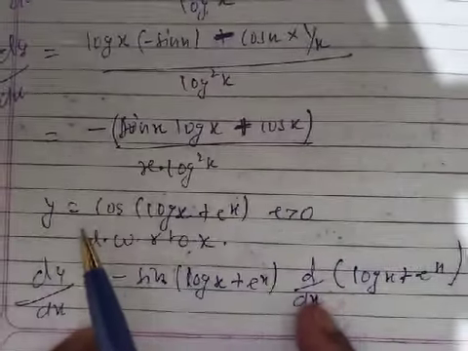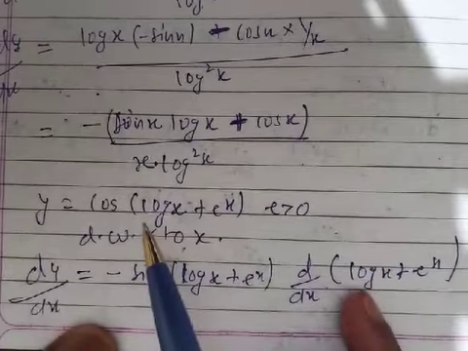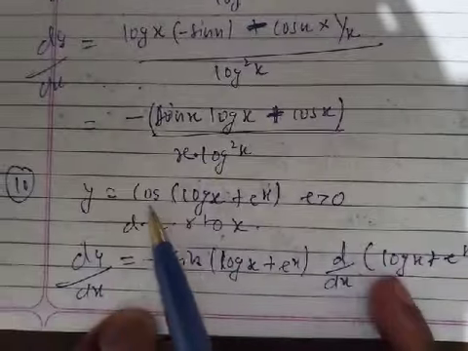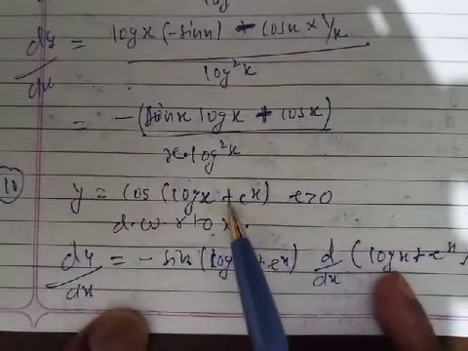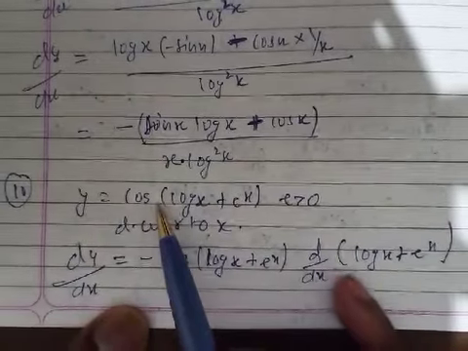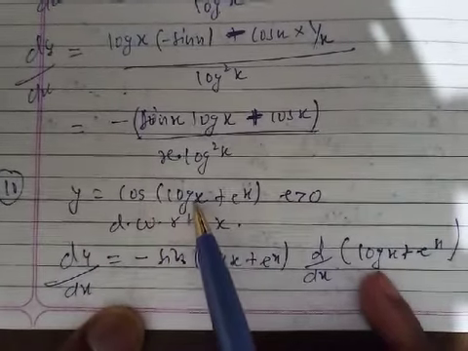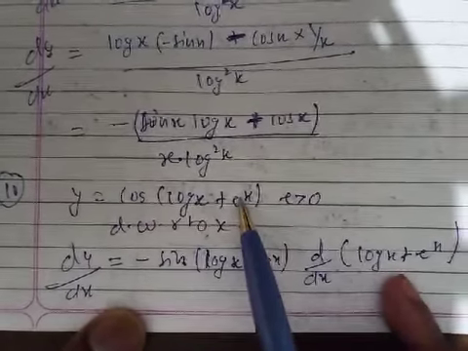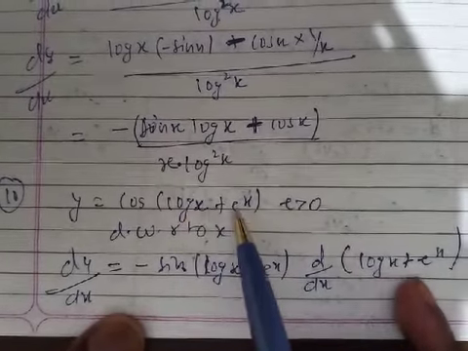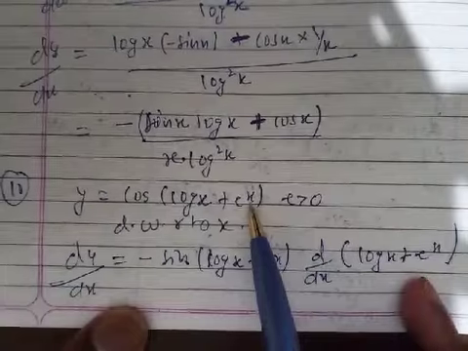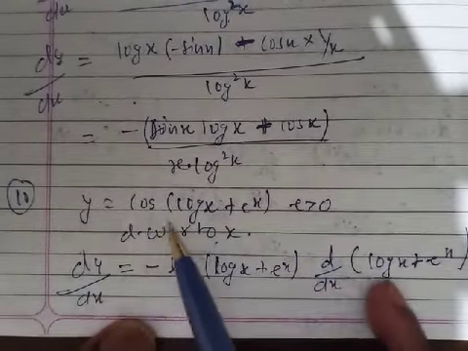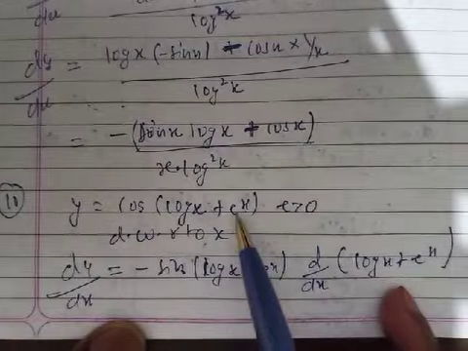Analyze. As soon as you see the sum, you must know what you have to do, how we'll take the derivative. y is equal to cos in the bracket log x plus e raised to x. So first, according to the cos function, then it is u plus v form. So you have to take the derivative of one, then the derivative of the other. Is it clear? Okay, so y is equal to cos of log x plus e raised to x.